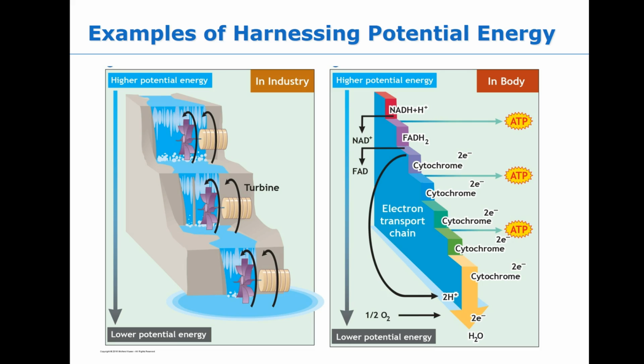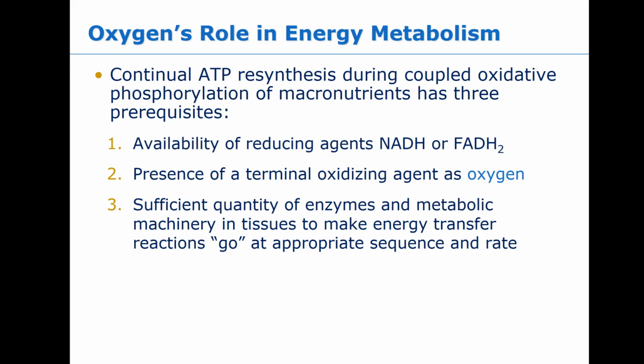So that's the first thing I want you to understand about the electron transport chain. The other thing that I want you to get out of this graphic is that oxygen is the final receptor at the end of the electron transport chain. And that's stated for you in a couple slides here. So, oxygen's role in energy metabolism. This is kind of picking up along with the graphics that we just talked about.